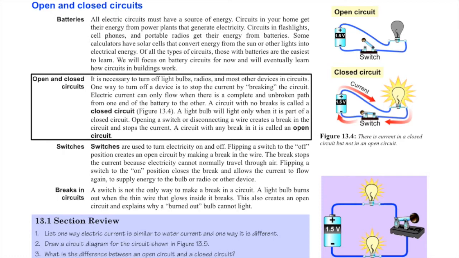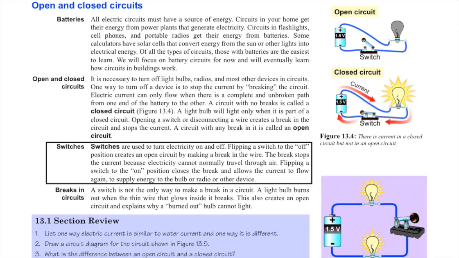Opening a switch or disconnecting a wire creates a break in the circuit and stops the current. A circuit with any break in it is called an open circuit. Switches. Switches are used to turn electricity on and off. Flipping a switch to the off position creates an open circuit by making a break in the wire. The break stops the current because electricity cannot normally travel through air. Flipping a switch to the on position closes the break and allows the current to flow again to supply energy to the bulb or radio or other device.